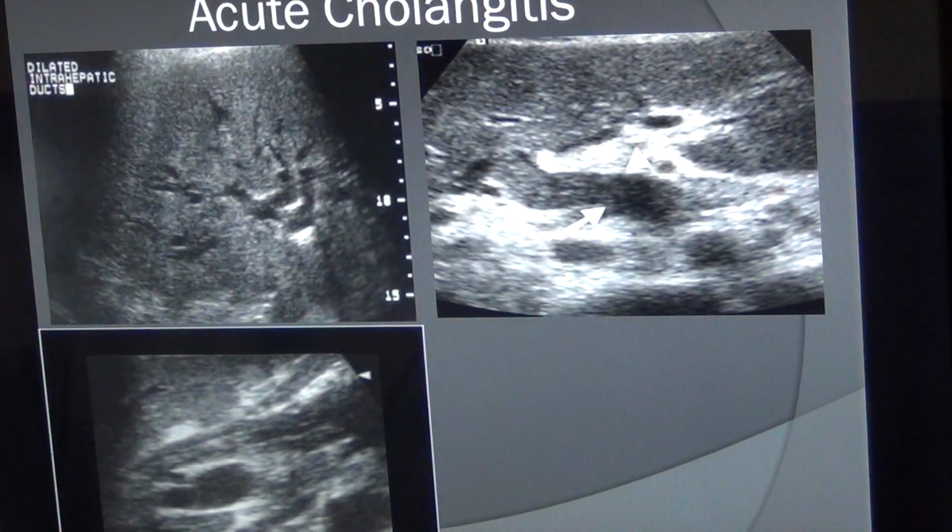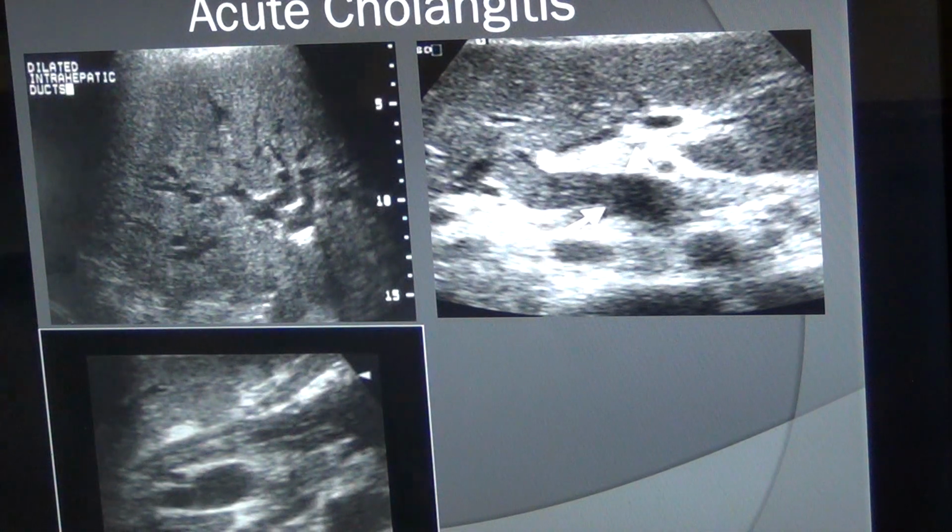Okay, next is acute cholangitis. What does cholangitis mean? Cholange means the bile duct. And we have to understand there are bile ducts inside the liver and bile ducts outside the liver. We call them intrahepatic bile ducts and extrahepatic bile ducts. But anywhere there is infection, either intrahepatic or extrahepatic, doesn't matter, it is known as cholangitis.